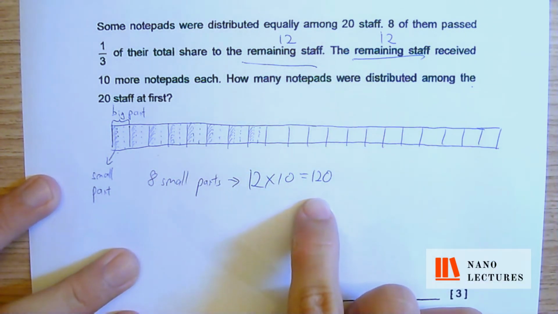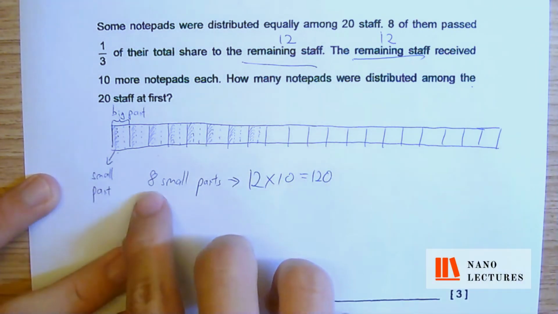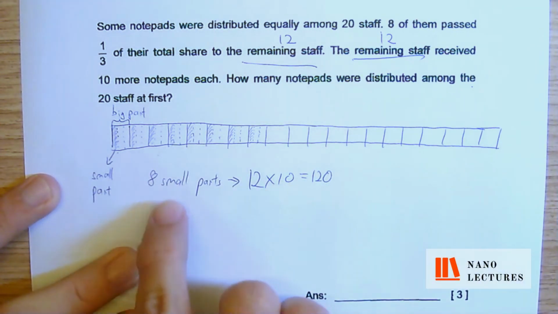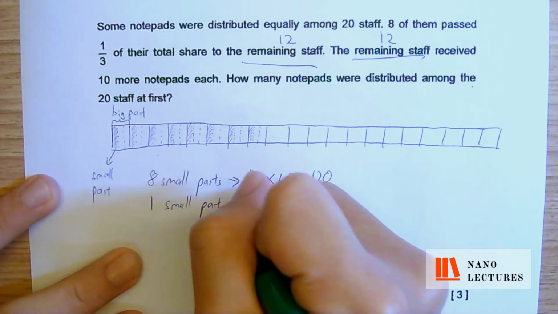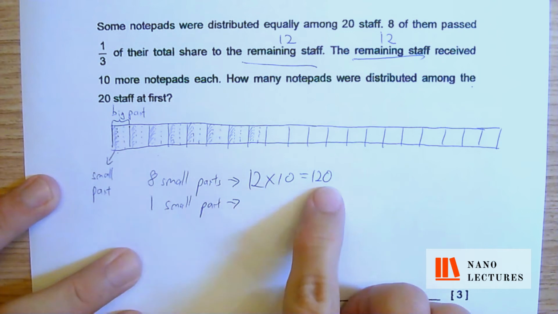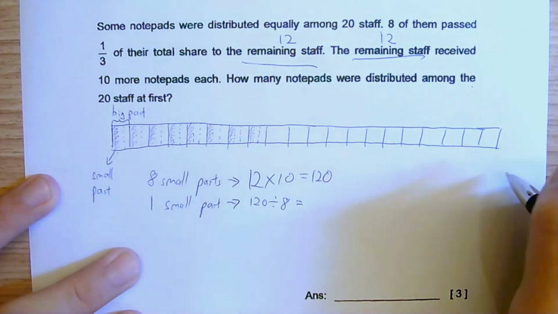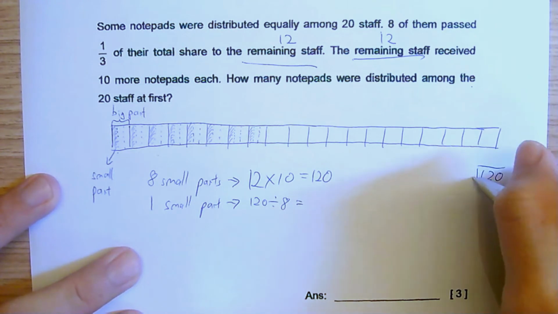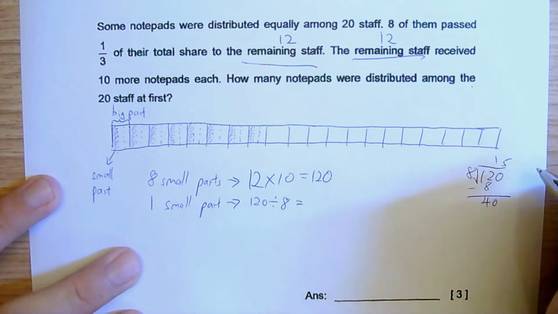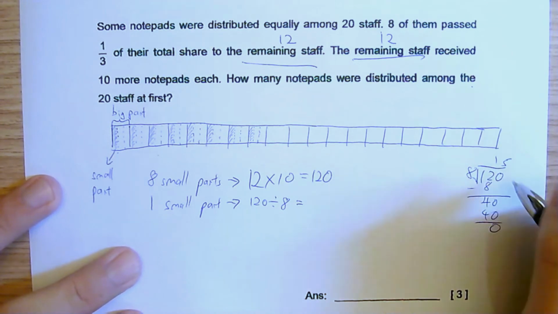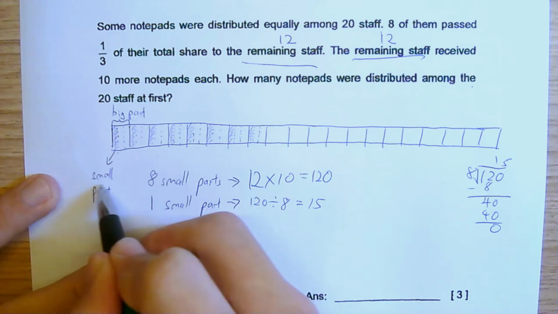Okay, so in this case, I'm going to figure out how many notepads is there in one small part. So I'm going to find one small part. Since 8 small parts is 120, one small part will be 120 divided by 8. And what will that give us? 120 divided by 8. This will be 1, 8. 12 minus 8 will be 4. This one is 5. 5 times 8 is 40. So equal 15, right? So I figure out one small part is 15.